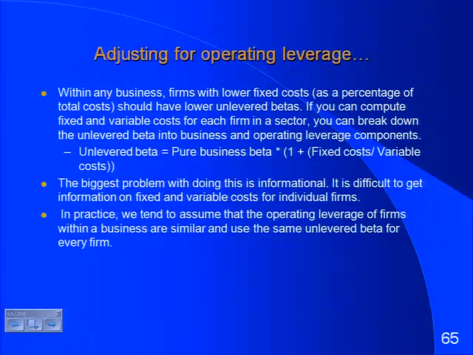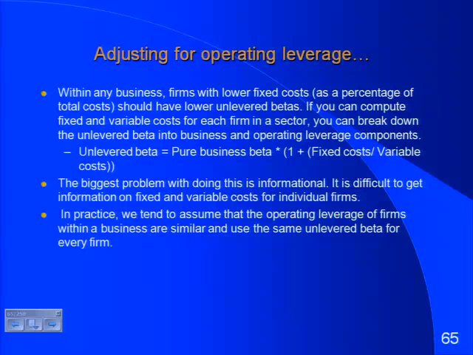If you had the breakdown of fixed and variable costs, here's the adjustment you'd make. You'd start with a pure business beta, steel company beta, chemical company beta, and depending upon what the ratio of fixed to variable costs is, you'd end up with a higher beta or a lower beta. So your beta as a company for the business you're in would reflect both your business choice and your cost structure. Practically, I almost never try to do this because I usually give up.